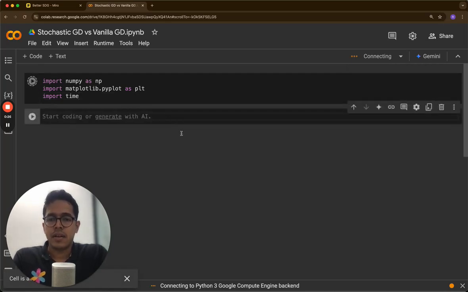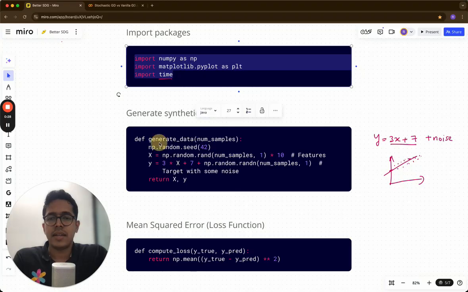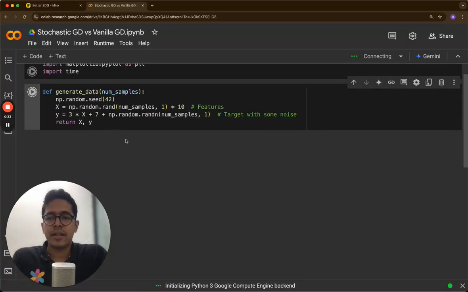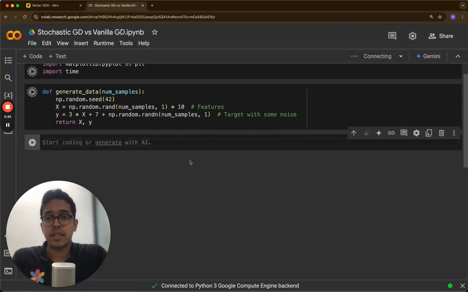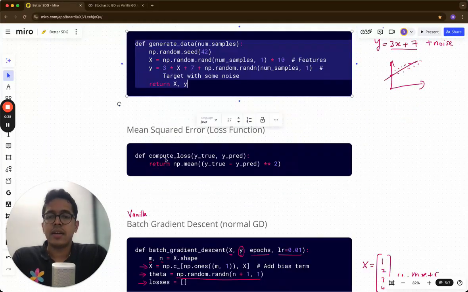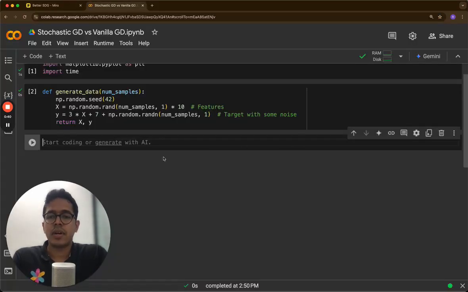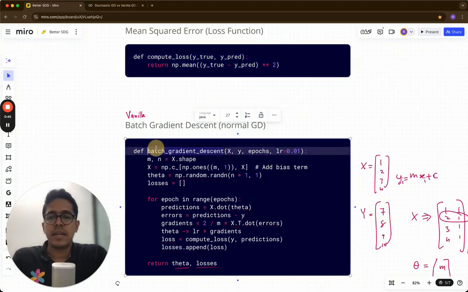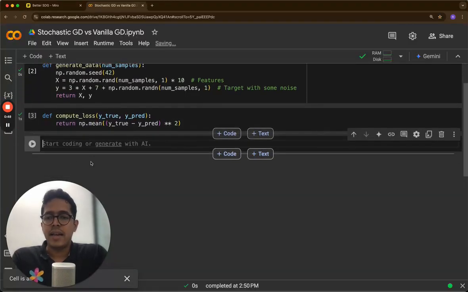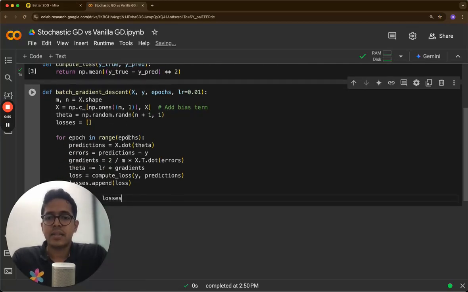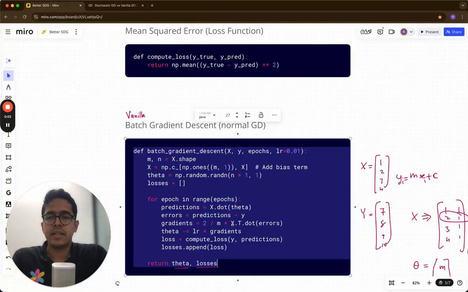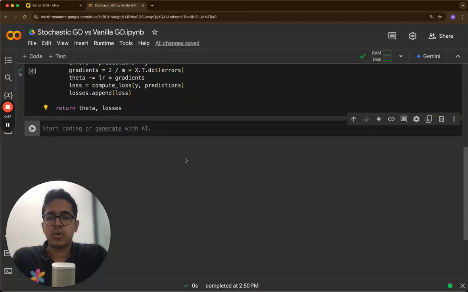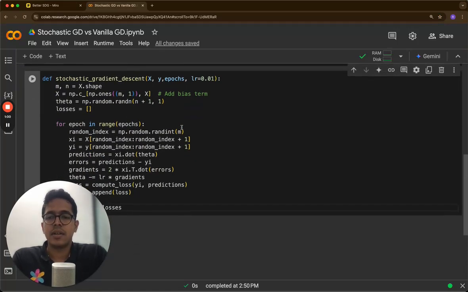Then next is defining the synthetic data set. At this moment when we run, nothing is going to happen because we are not calling the function, we are just defining it. Then defining the compute loss function for calculation of mean squared error. Then implementation of the vanilla gradient descent, aka batch gradient descent. These are all function definitions, so nothing is going to happen when we run this part. Then implementation of the stochastic gradient descent function.